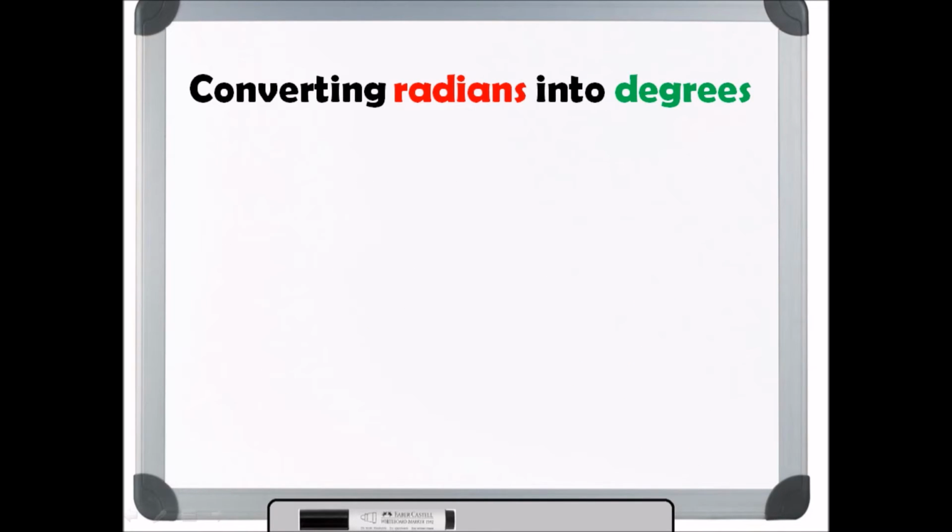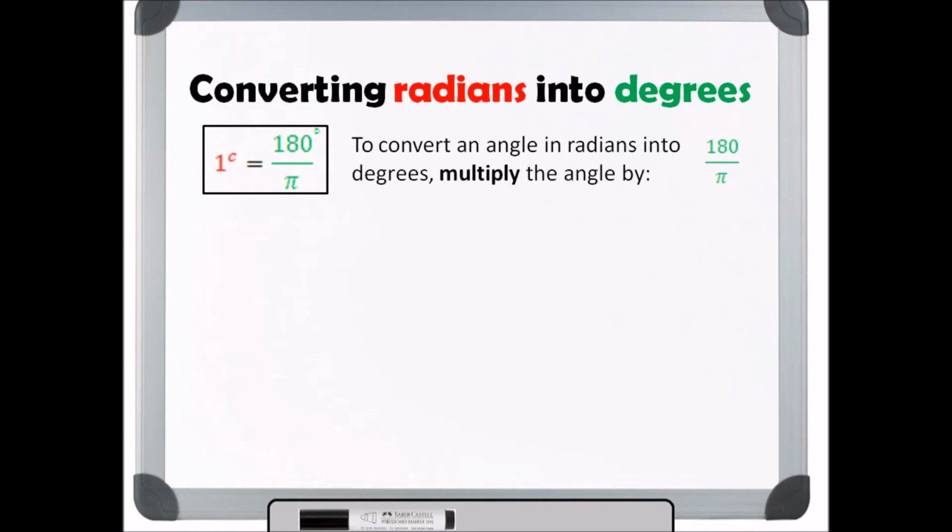And finally, we will learn how to convert from radians into degrees. Remember that 1 radian is equivalent to 180 over pi degrees. To convert an angle in radians into degrees, multiply the angle by 180 over pi.